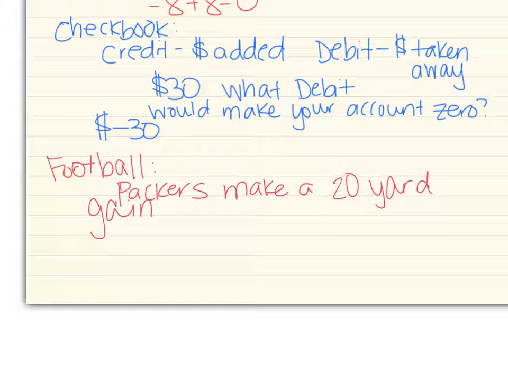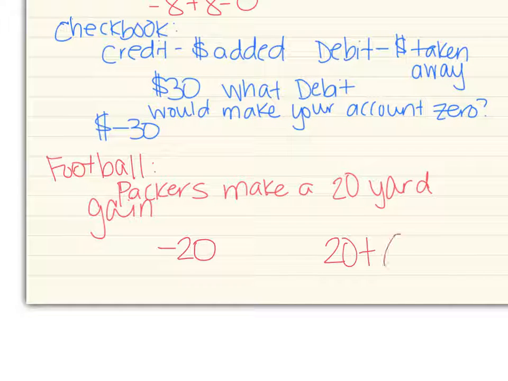What would have to happen? If the Packers make a 20-yard gain, to get back to the line of scrimmage, they would have to have a 20-yard loss. So the additive inverse of 20 would be negative 20. So in football, if the team makes a 20-yard gain, to get back to where they started, it would be a 20-yard loss, because 20 plus negative 20 equals 0. That's the additive inverse.